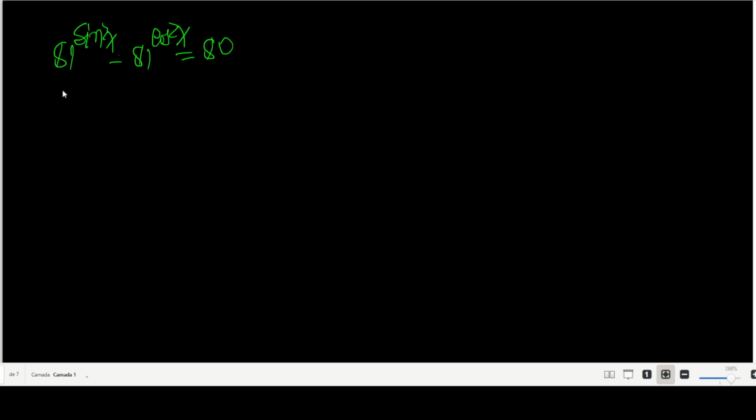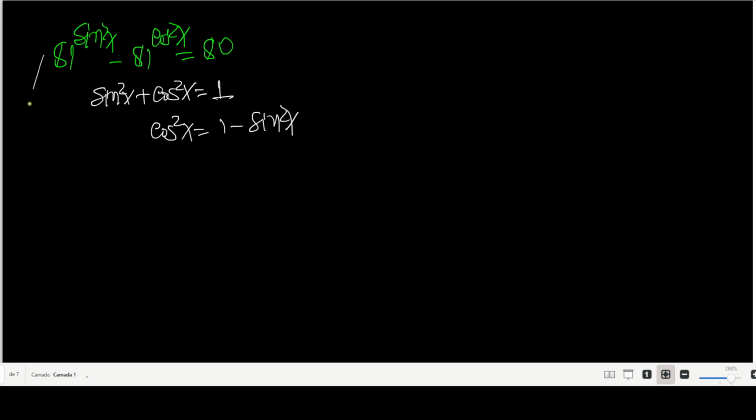Well, 81 to the sin square of x minus 81 to cos square of x equals 80. First of all, we know that sin square of x plus cos square of x is equal to 1, so I'm going to isolate cos square of x. It's 1 minus sin square of x.